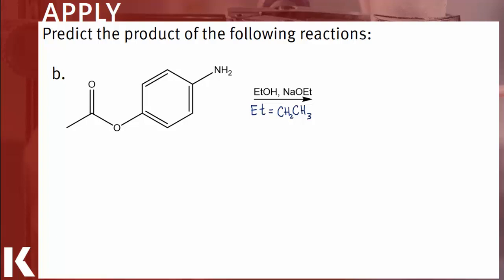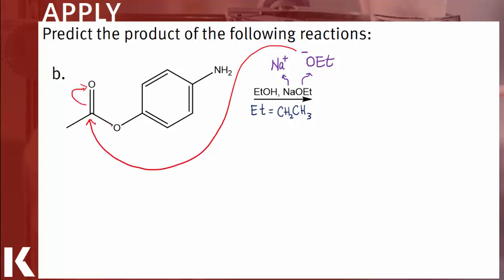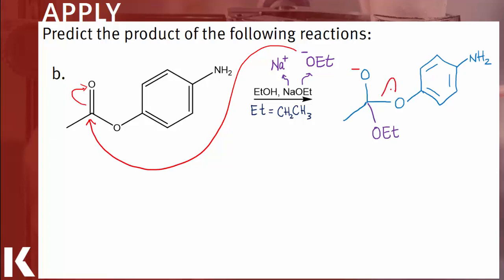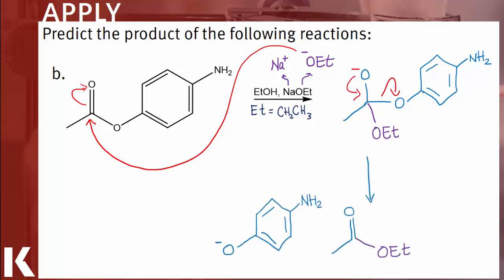In this case, remember that sodium salts dissociate in solution so that you form sodium ions and ethoxide anions, and the formal negative charge on the oxygen would make a fantastic nucleophile. Since ethoxide is a strong base, this is an example of a base-mediated reaction. The negative charge on the oxygen will attack the electrophilic carbonyl carbon, and shifting the electrons will produce this intermediate. Loss of the leaving group will create our product, ethyl acetate, and the leaving group, 4-amino phenol.